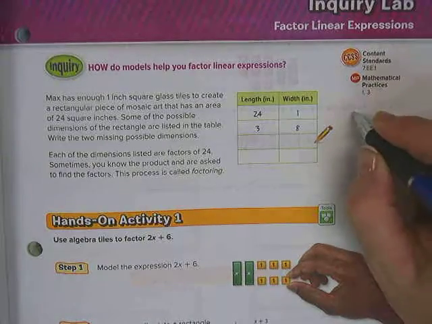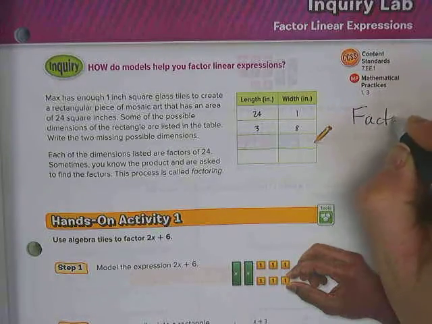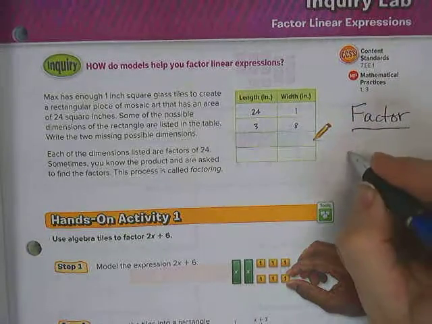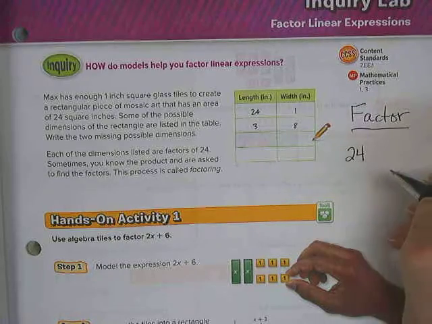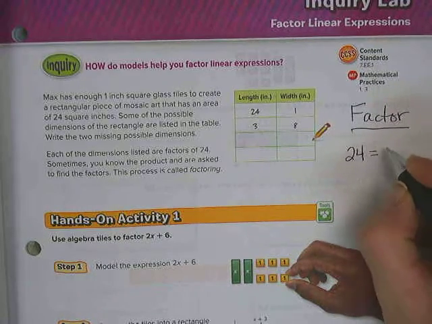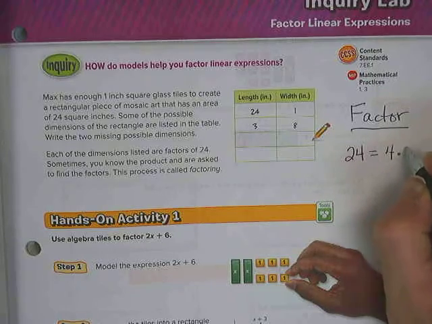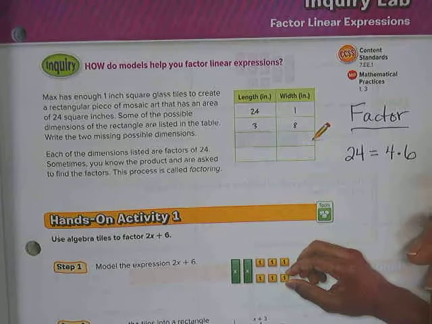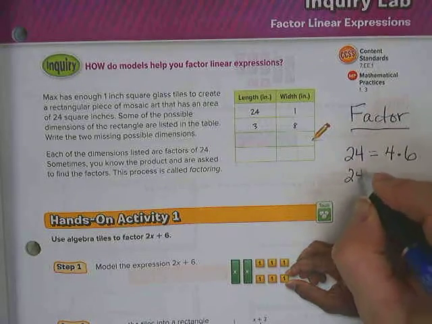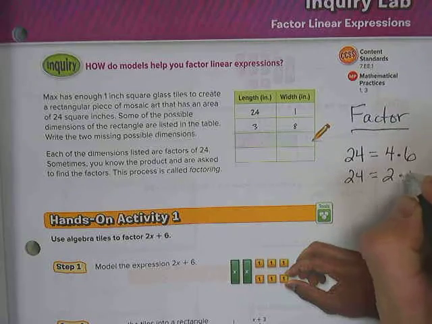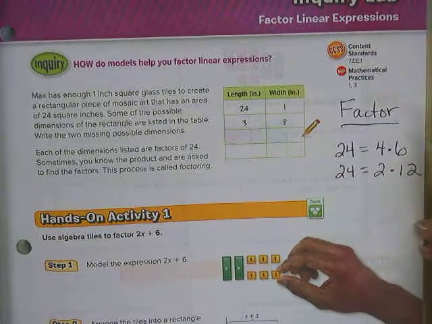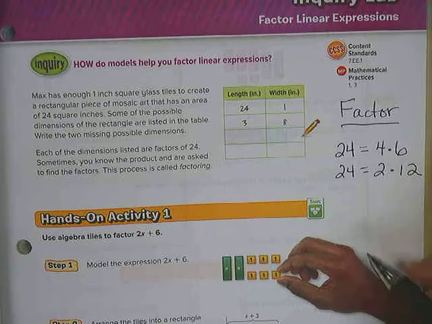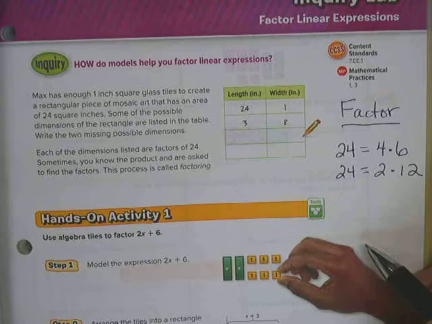So just as a review, when we are asked to factor something, this is a term you will be dealing with for the rest of your high school math. To factor something means to take a number, like 24, and to break it down into a multiplication problem. So we could factor 24 into 4 times 6. That's one way to factor it. We could also factor the number 24 into 2 times 12. That's the same process. So factoring is to take a number and to break it down into a multiplication problem. Okay?